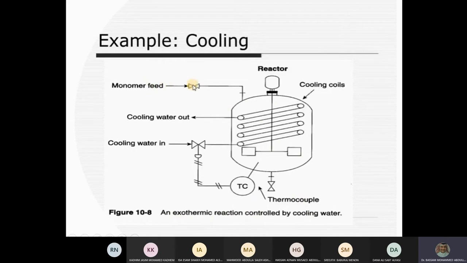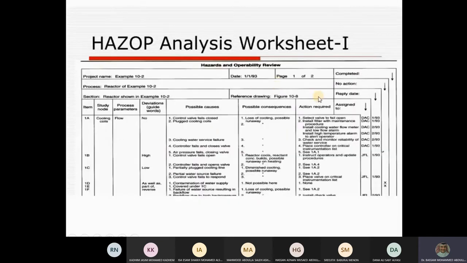For example, we have an exothermic reaction of having monomers in to produce a monomer. And what do I have? I have cooling water in, cooling down the system. Why? Because it's an exothermic reaction. I just want to cool down the system, okay? I have a temperature controller here just to make sure that if the temperature goes very high, I pump in more water. I open the valve to have more water entering to cool down the system. So that is my example here.